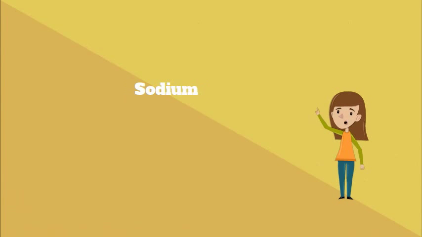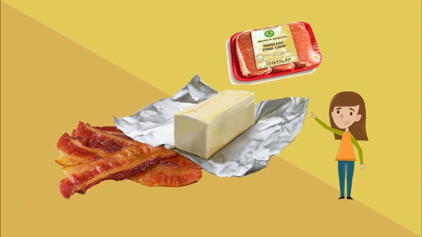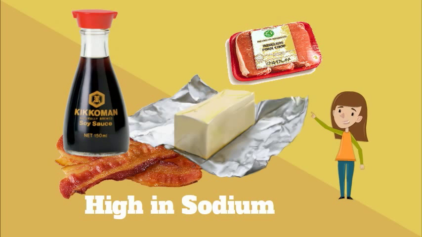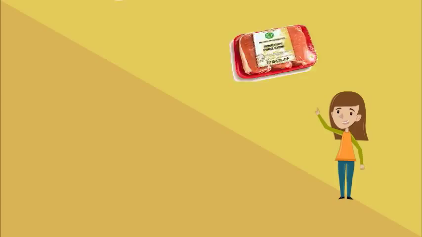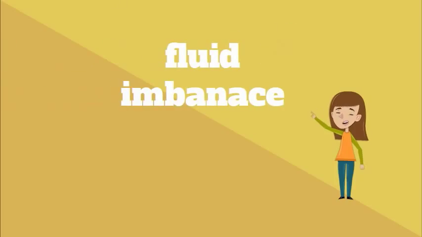Now, we get sodium from all of the good stuff. We get it from packaged meats, bacon, butter, soy sauce. Anything that you like will probably be high in sodium. And when patients have a sodium imbalance, it usually comes with a fluid imbalance as well, because sodium and water are in a lovey-dovey relationship. Wherever sodium goes, water is going to follow.